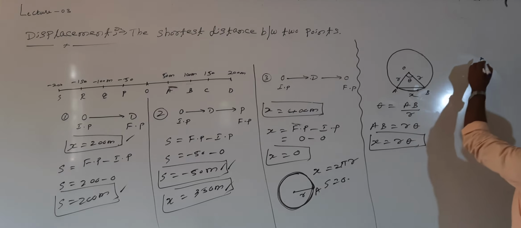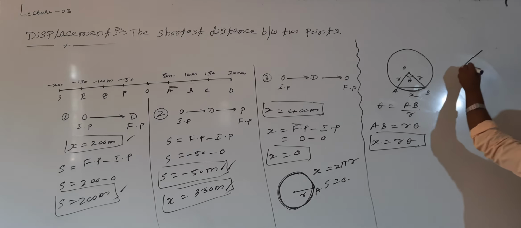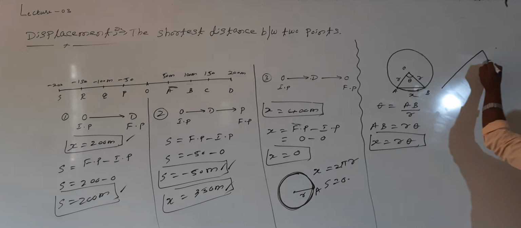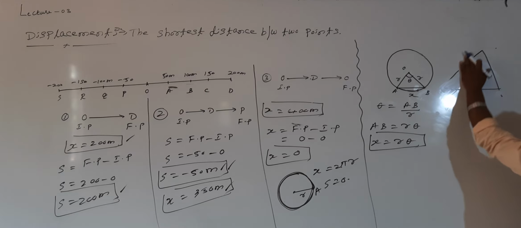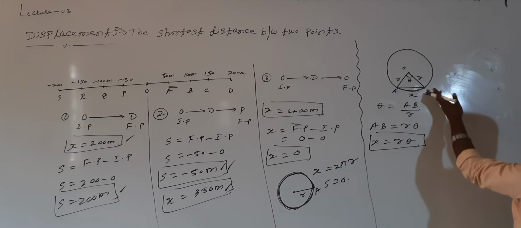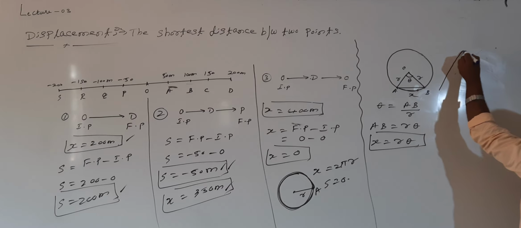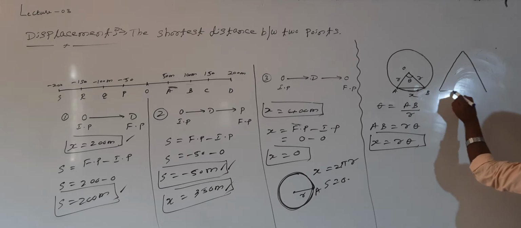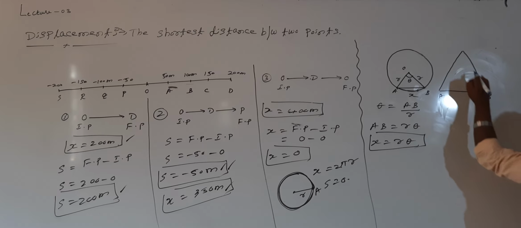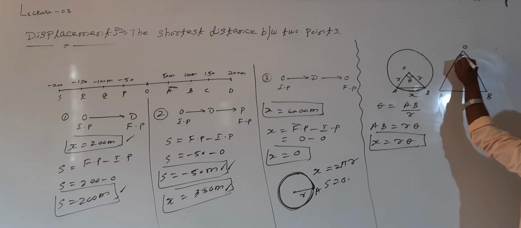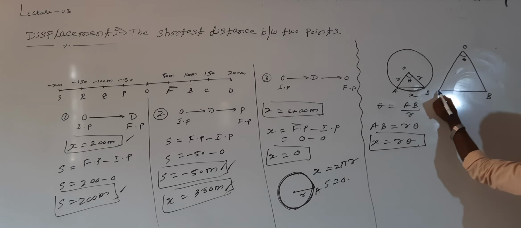How to draw it separately? See here. Distance and displacement. Look at me. This is point O, point A, and this is point B. This point we are calling O, and this we are calling theta.